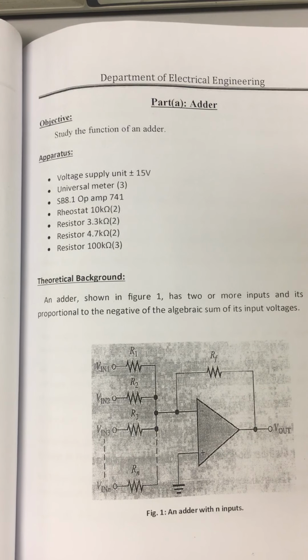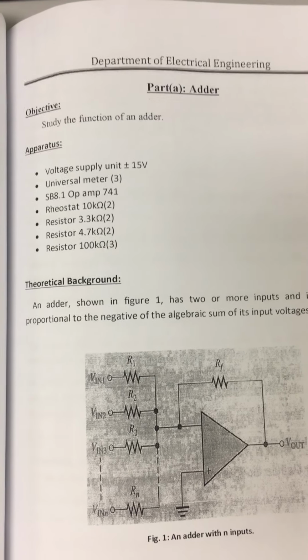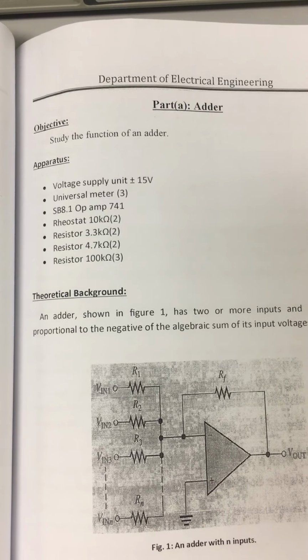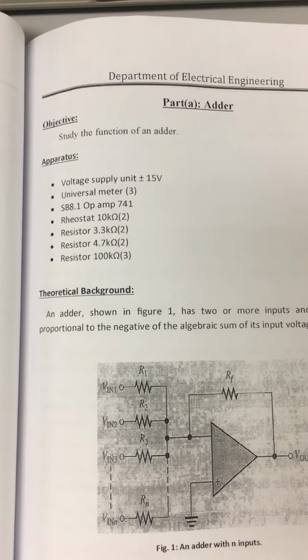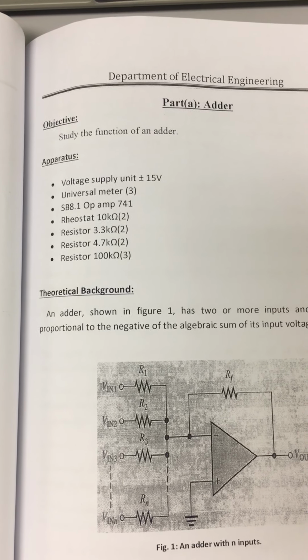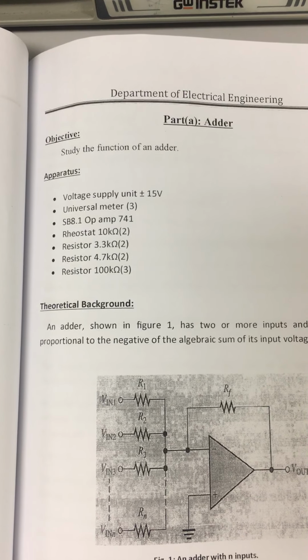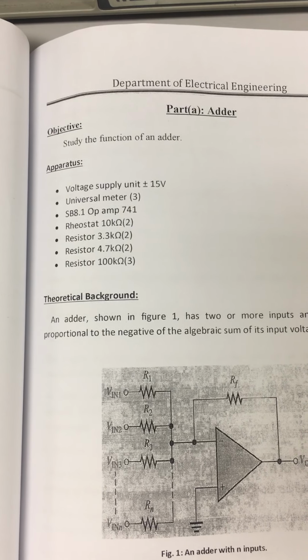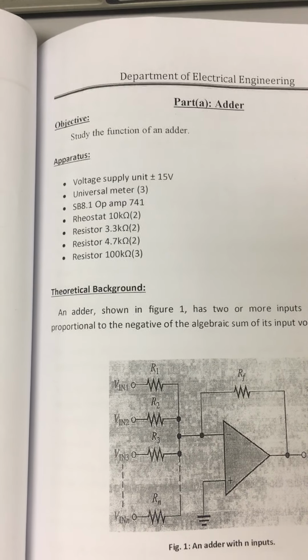Today we are going to do the experiment of an adder using an op amp, one rheostat, that is a variable resistance, a variable resistance of 10 kilo ohm, two 3.3 kilo ohm resistors, two 4.7 kilo ohm resistors, and three 100 kilo ohm resistors.